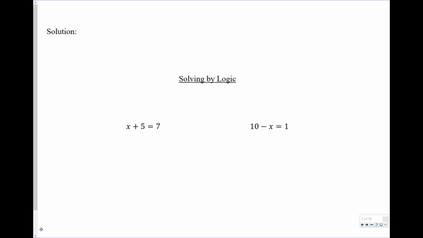Today's learning target is one of the most important learning targets in algebra. It's solving equations. We're going to start off with basic equations today. I don't want to overwhelm you. I know you've been doing this since middle school, so we're going to talk about the most basic types of equations that we need to know how to solve.